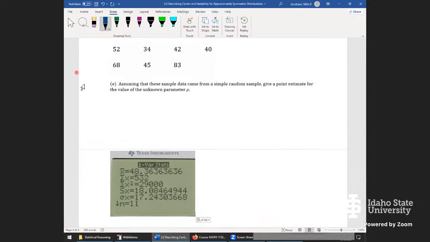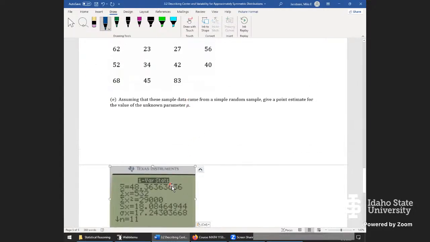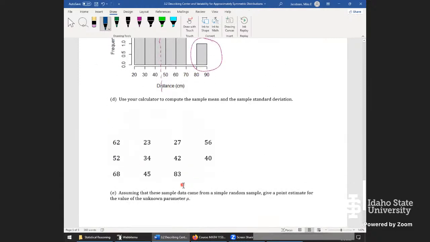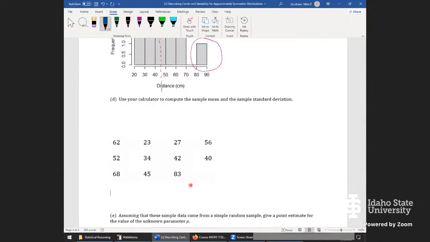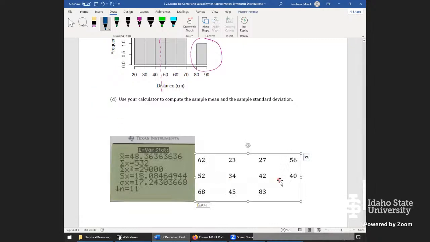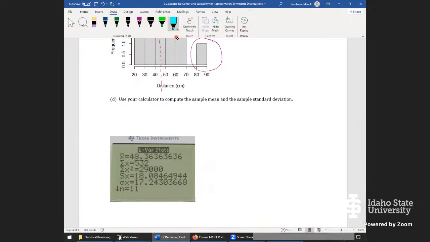So the answer to this, oh geez, I'm on the wrong question. Let me try again. Scrolled a little too far. We're still on part D. So here's my output. We're done with that data. It wants to know what the sample mean is, the sample standard deviation.